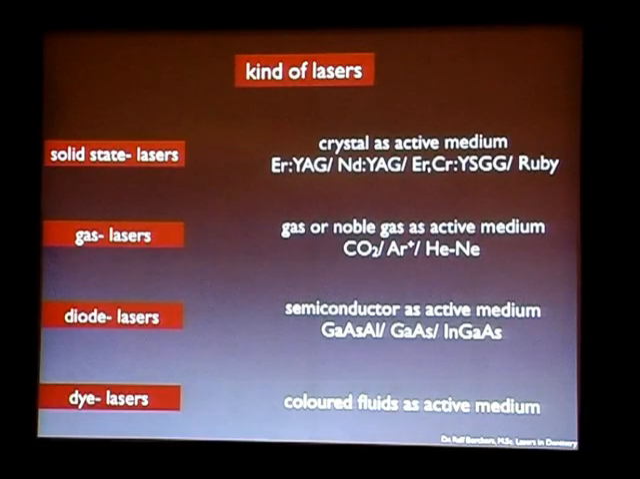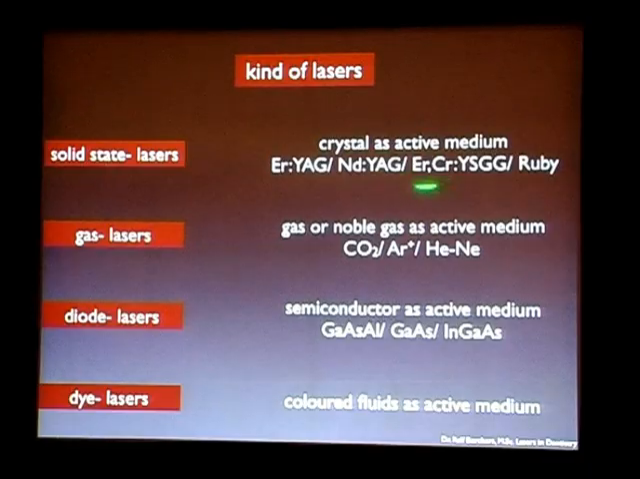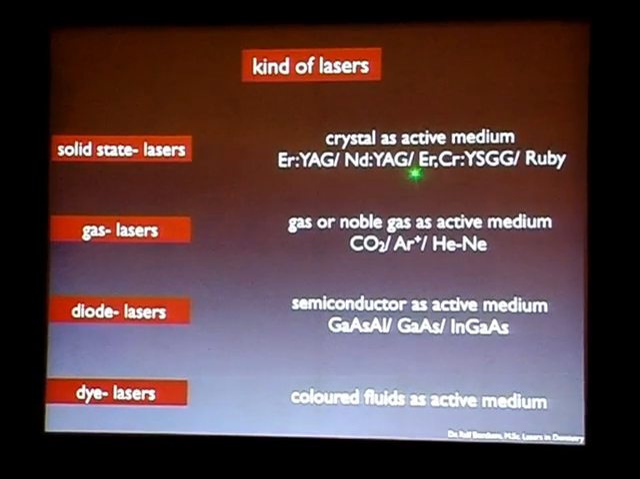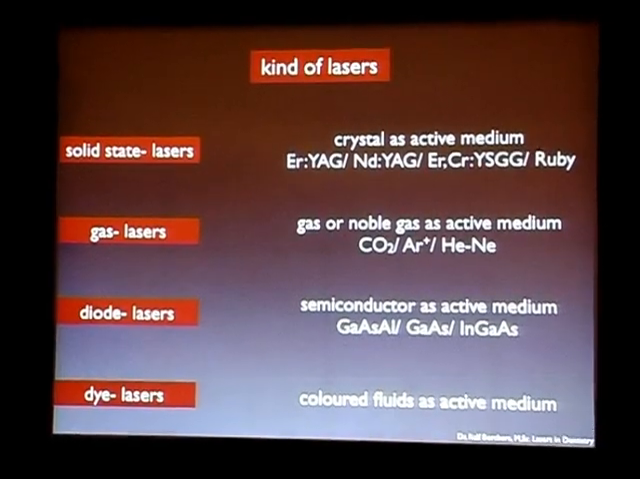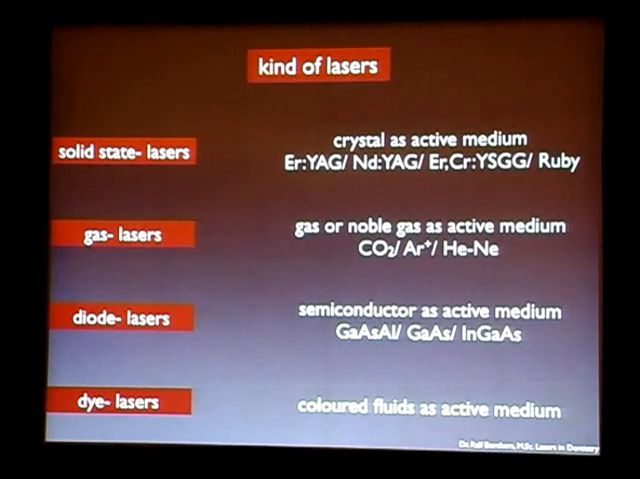Already, we have different kinds of lasers. So solid-state lasers, erbium-YAG, Nd:YAG, erbium chromium YSGG, gas lasers such as the CO2, and dyed lasers. So we only use lasers of these three groups. And the main lasers we use are the erbium-YAG and the Nd:YAG from the solid-state lasers, and the dyed laser, so gallium arsenide aluminum laser.